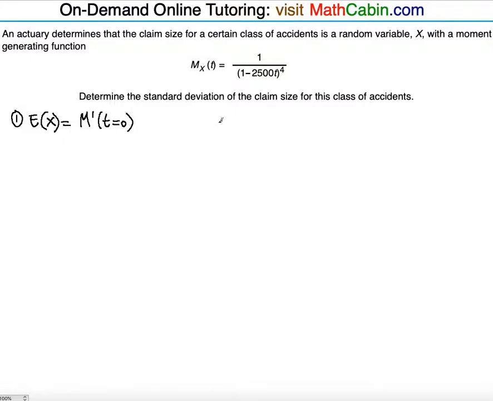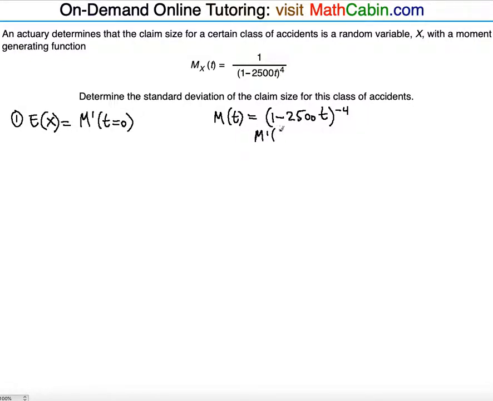Okay, so let's find the first derivative of the moment generating function. Notice that first of all, the function can be written as (1 minus 2500t) to the negative 4, right? It will be easier for you to find the derivative this way.